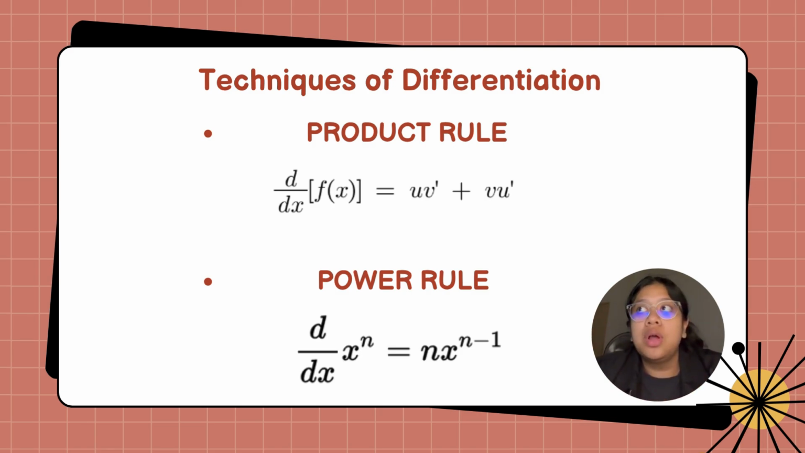Firstly, we have the product rule. We use it to differentiate a product of two functions. The formula is d/dx f(x) = uv' + vu'. Then we have the power rule. Usually we use it to differentiate polynomial terms. The formula is d/dx x^n = nx^(n-1).